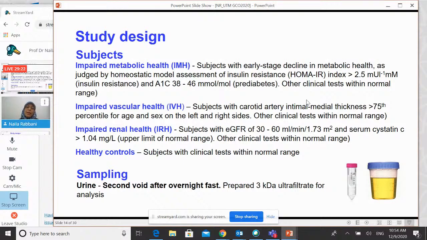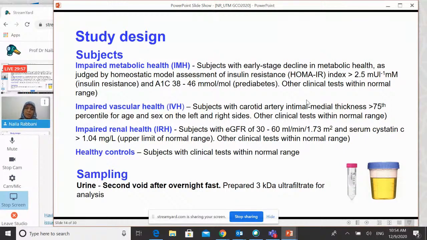And glycated hemoglobin, HbA1c, between 38 and 46 millimole per mole. So these are also considered to be pre-diabetes, and other clinical tests within normal range. For impaired vascular health, subjects with carotid artery intima-media thickness greater than the 75th percentile for age and sex on the left and right side. Other clinical tests were within the normal range.